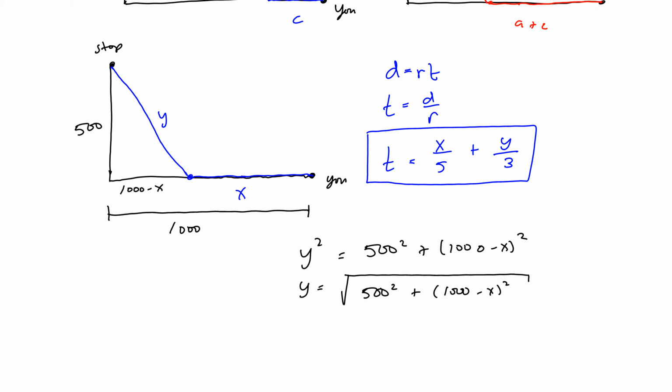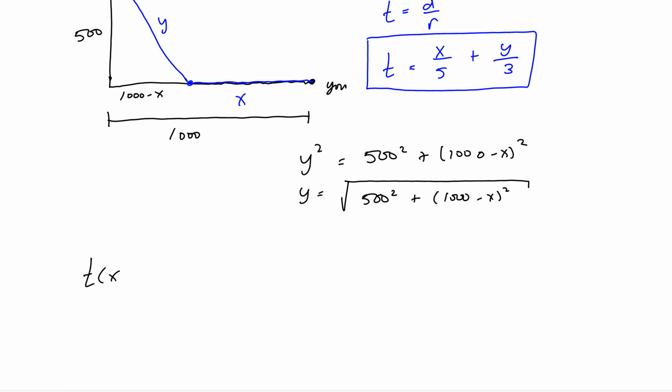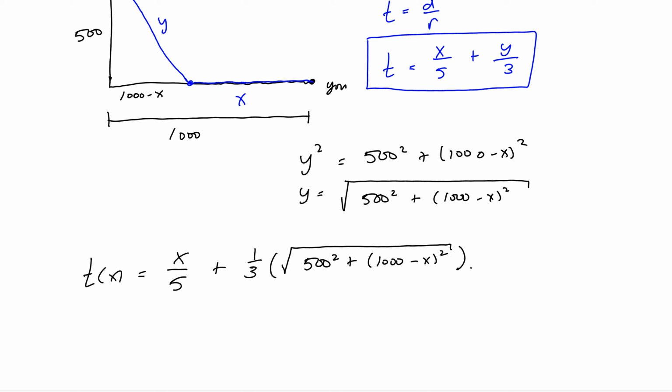So I can rewrite the time then now as just a function of x: x over 5 plus, and then I'm going to have 1/3 times the square root of 500 squared plus (1,000 minus x) squared. And that's my function for the time it takes to get from the spot you are to the bus stop along this path. And we want to minimize this. So it's really helpful to draw these pictures like we've done here to help us understand what's going on and to get the right equations.